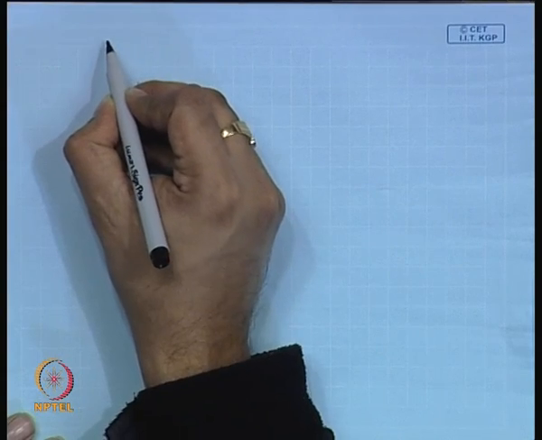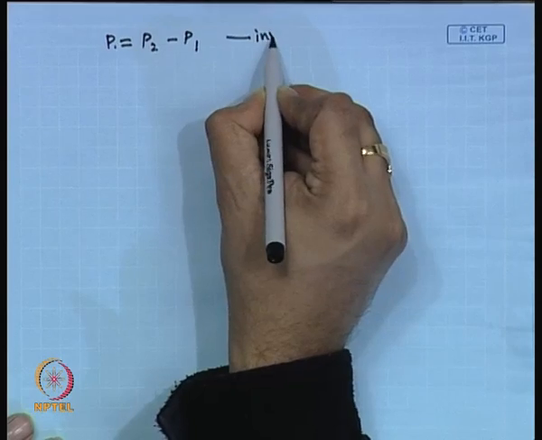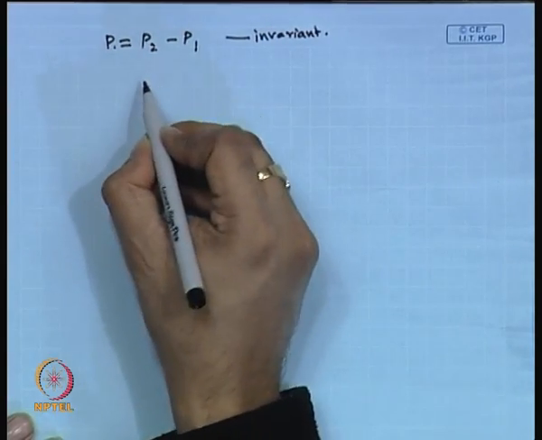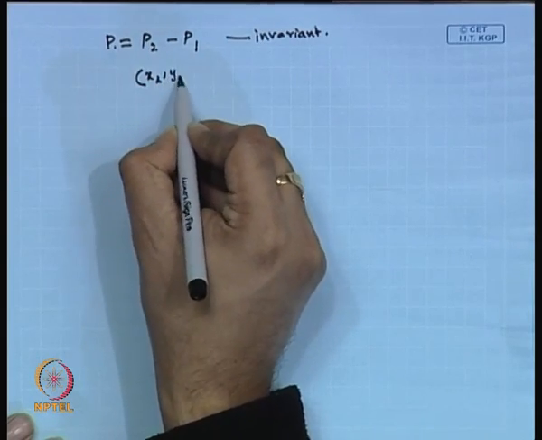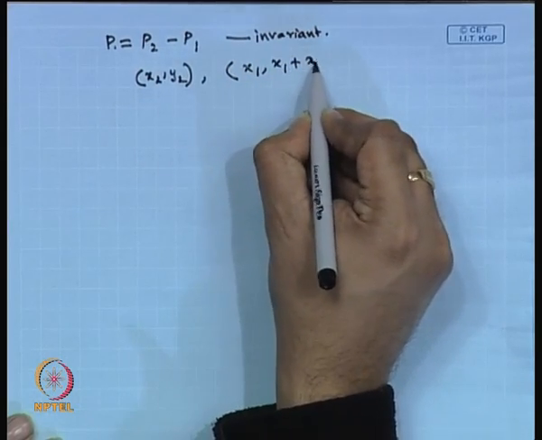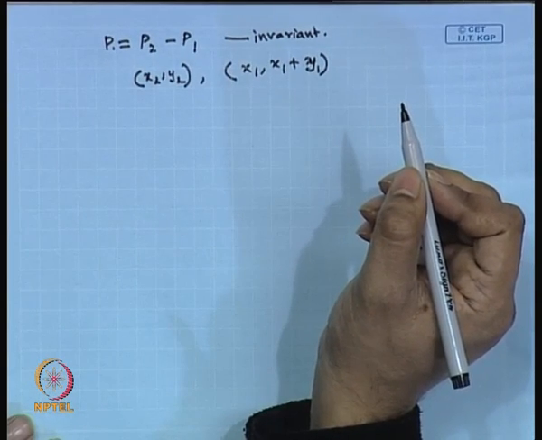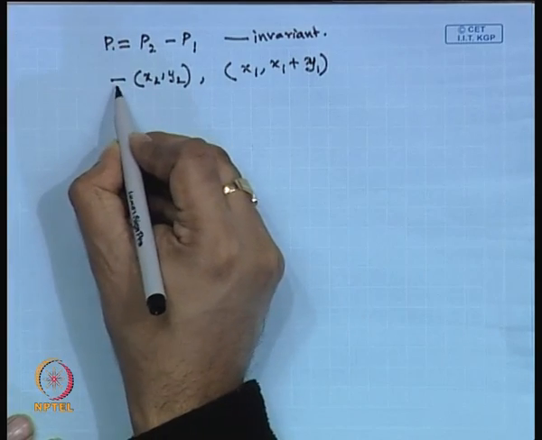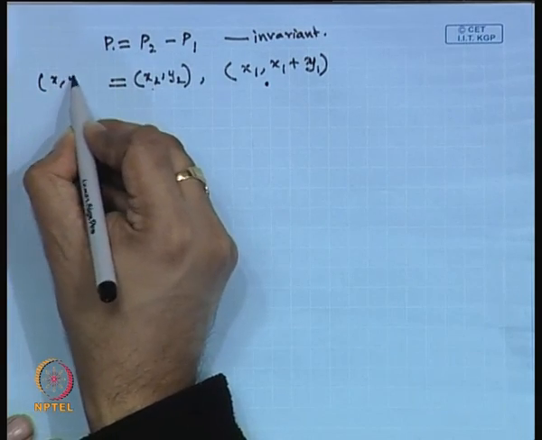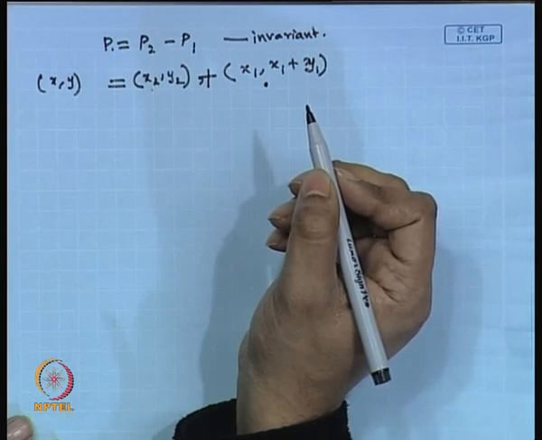Okay. So, in this Montgomery's algorithm, we know that p was maintained to be equal to p 2 minus p 1, that was an invariant for the Montgomery's algorithm, right. So, p 2 was essentially a point x 2 and y 2, and what was p 1? Minus of p 1 is equal to x 1 comma x 1 plus y 1, right. So, the sum of these two, rather of x 2 y 2 and x 1 comma x 1 plus y 1, is nothing but x comma y, right. So, this is the sum of these two points, right. Okay.